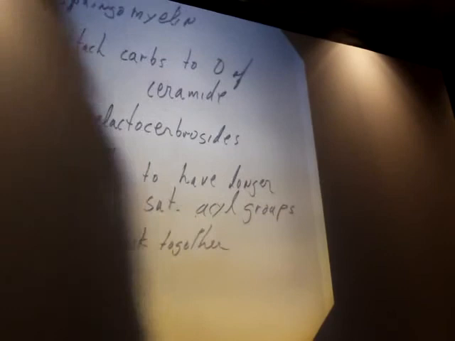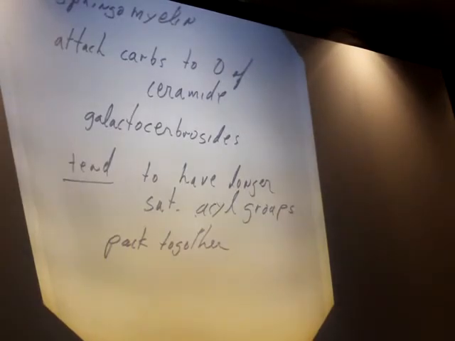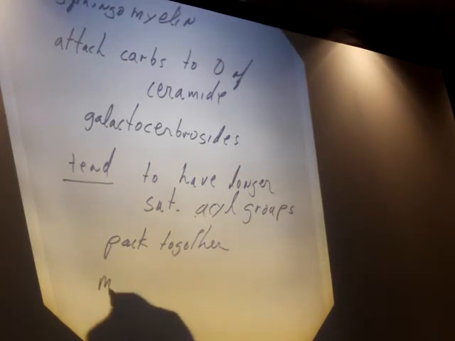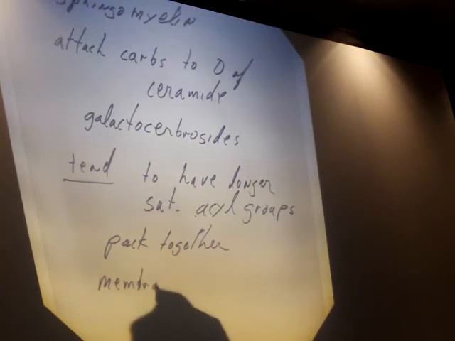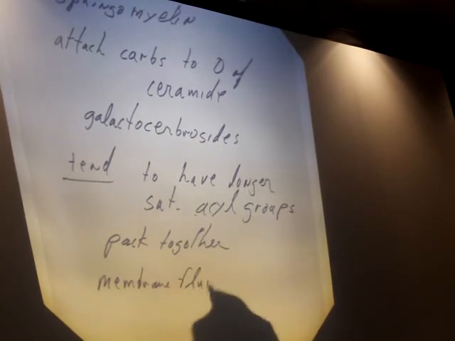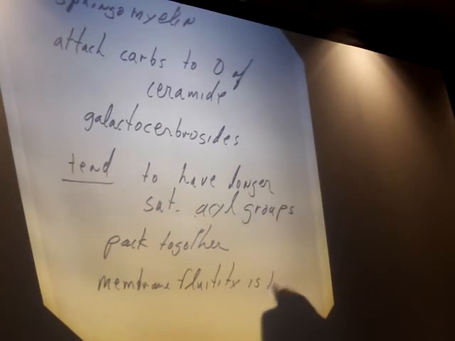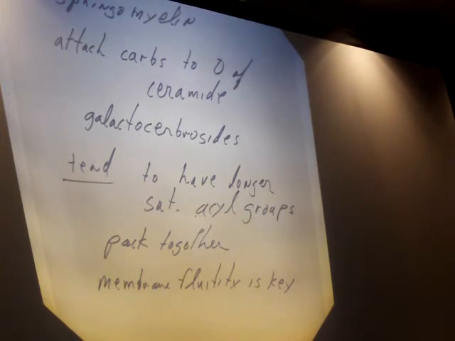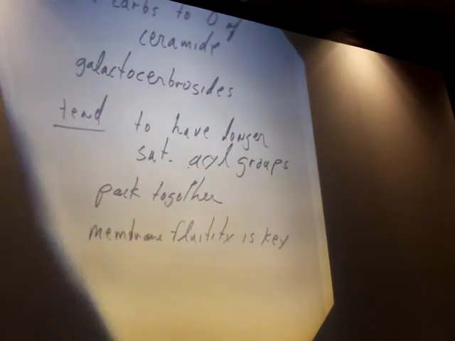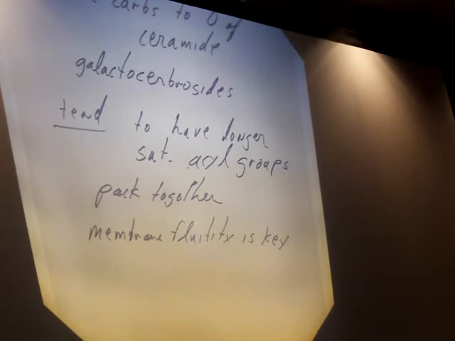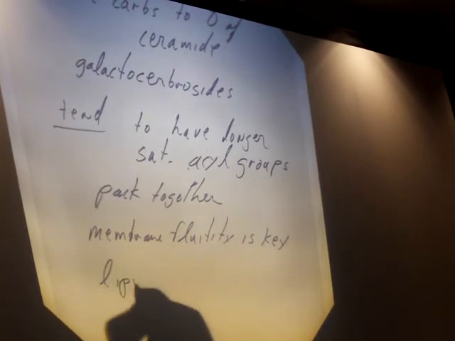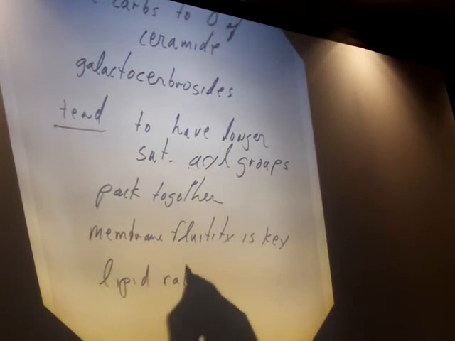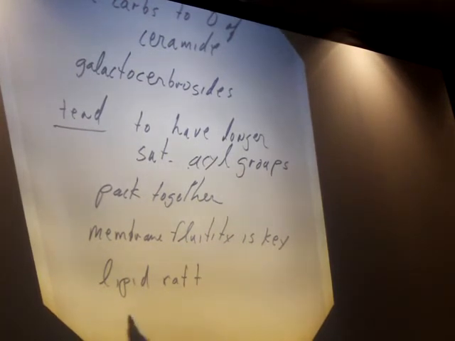And we talked a little bit about it, we'll talk more about it, but membrane fluidity is a key component in membranes. And so when you have these packing sphingolipids, they're going to be less fluid. And that's exactly what happens. They tend to localize in what has come to be called a lipid raft. And they're rich in sphingolipids.